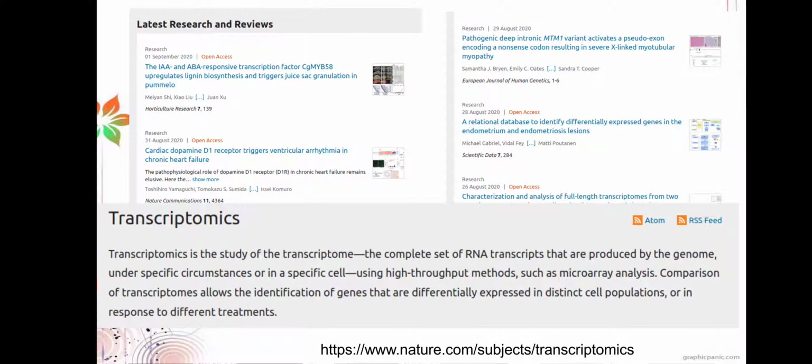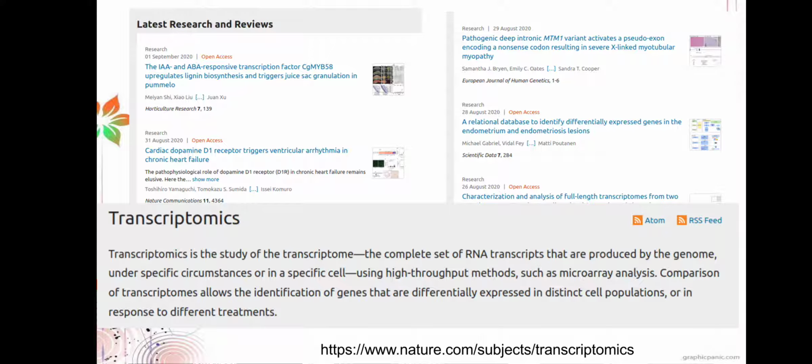So transcriptomics is the study of the transcriptome. So what is the transcriptome? The transcriptome is the complete set of the RNA transcripts that are produced by the genome under specific circumstances or in a specific cell. Even though all of the cells in our body have the same set of genes and exactly the same DNA, basically our cells are clones of each other, the way they express those genes is different. For example, our skin cells express a different set of genes compared to the cells in our brain. And the same goes for the cells in our bone marrow.